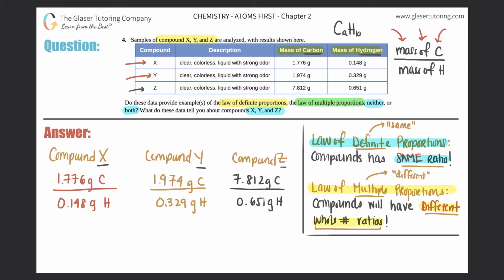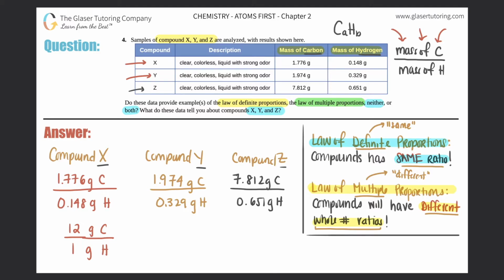So I'm going to do the first division. 1.776 divided by 0.148, and you get 12. Now remember, you could always turn a whole number into a ratio by saying that number over 1. So we'll say 12 over 1, and there's your numerator and denominator. So 12 grams of C equates to 1 gram of H. Same thing here. The next one, let's do the math.